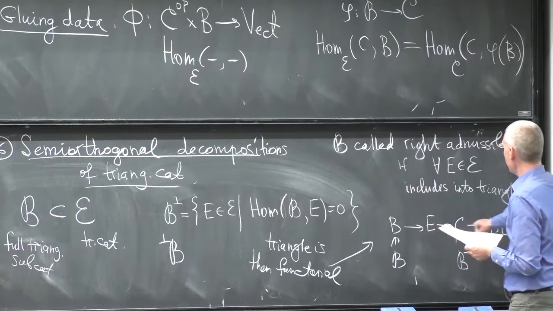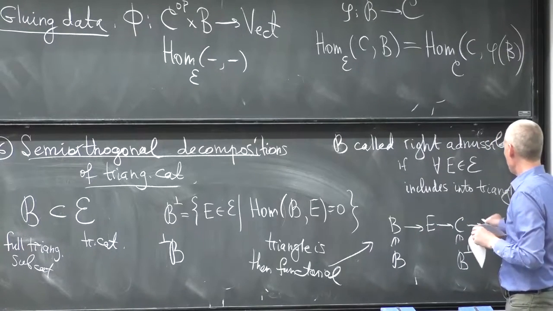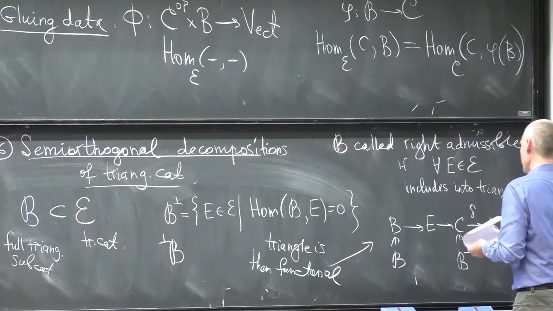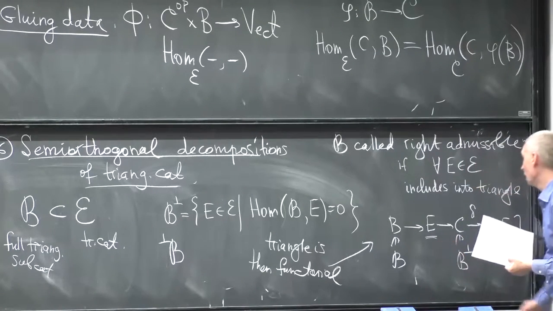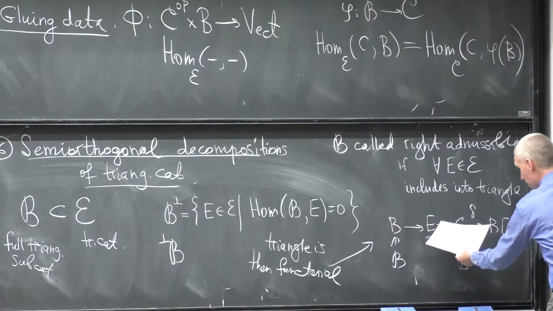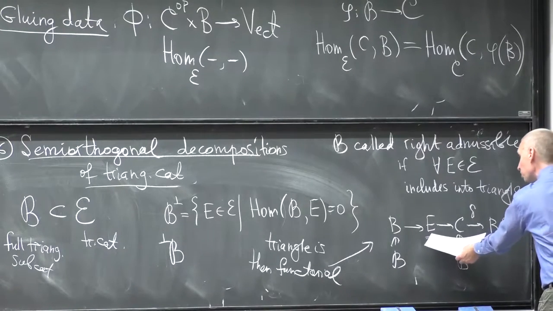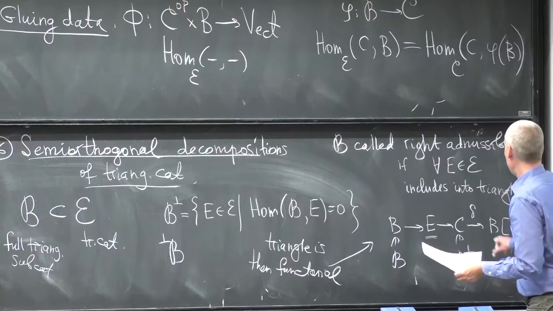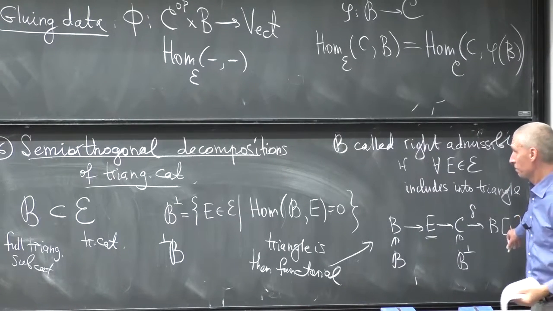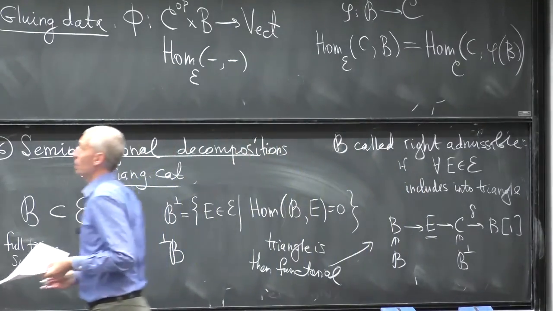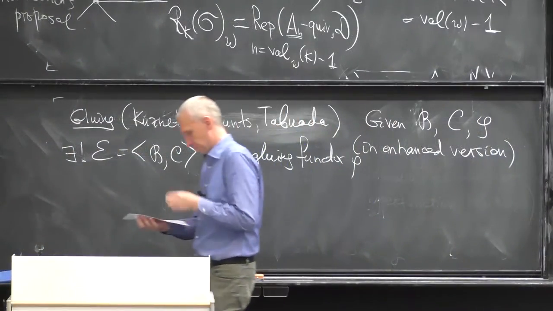So you see, this is an exact triangle. It's not a direct sum. So there is a boundary map here. So naively, describing E up to isomorphism, simply it's the cone. So if you know the map, then we know E up to isomorphism. But this is a Hom from C to B, or the shifted one. So it is something which is covered by the gluing functor.